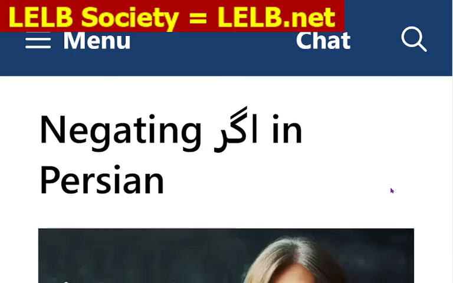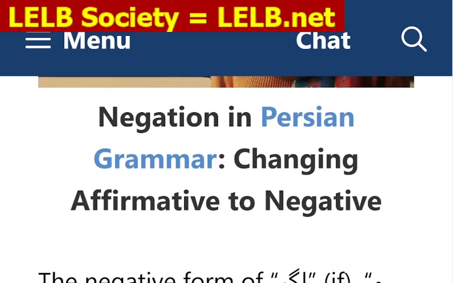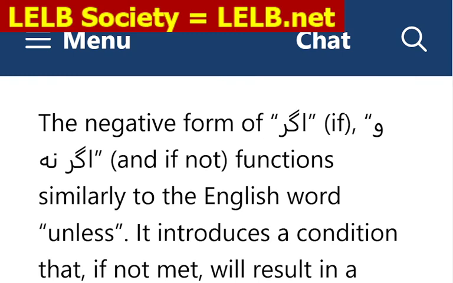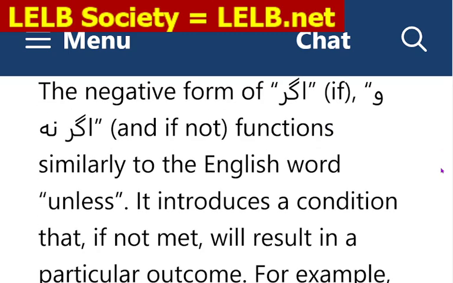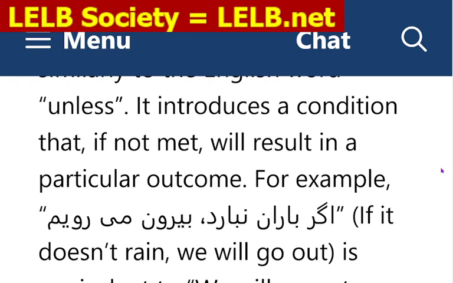Okay. How to negate agar in Persian. Actually there is a special lesson on negation in Persian: negation in Persian grammar, changing affirmative to negative. The negative form of agar or age, if, is agar na or vagar na. Actually, it's vagar na. And if not, unless, functions similarly to the English word unless. It introduces a condition that, if not met, will result in a particular outcome.